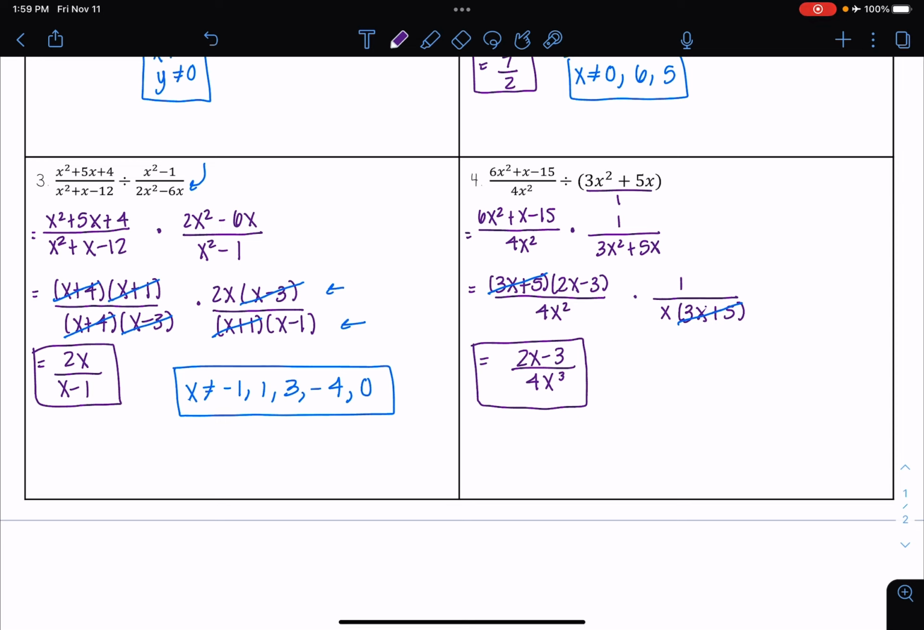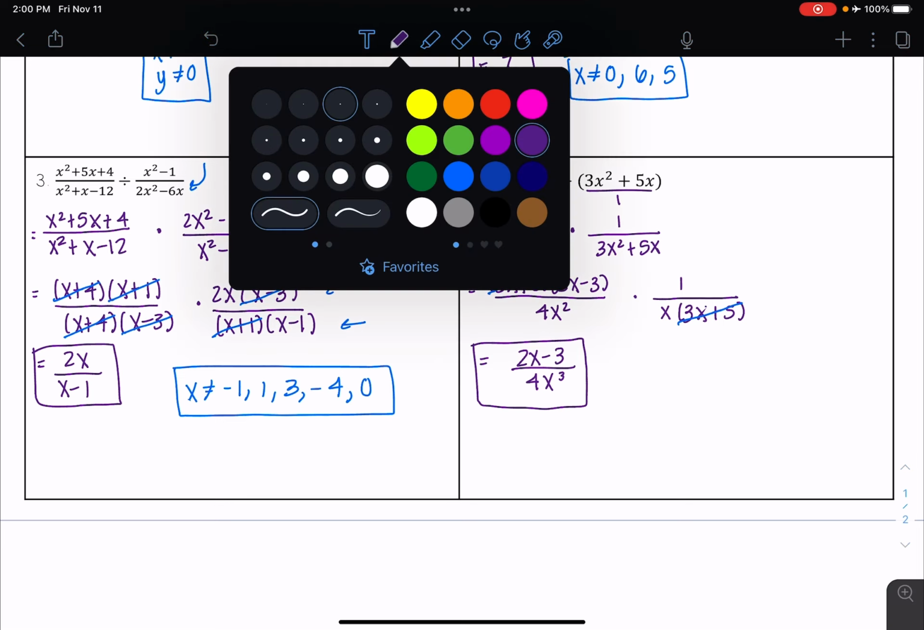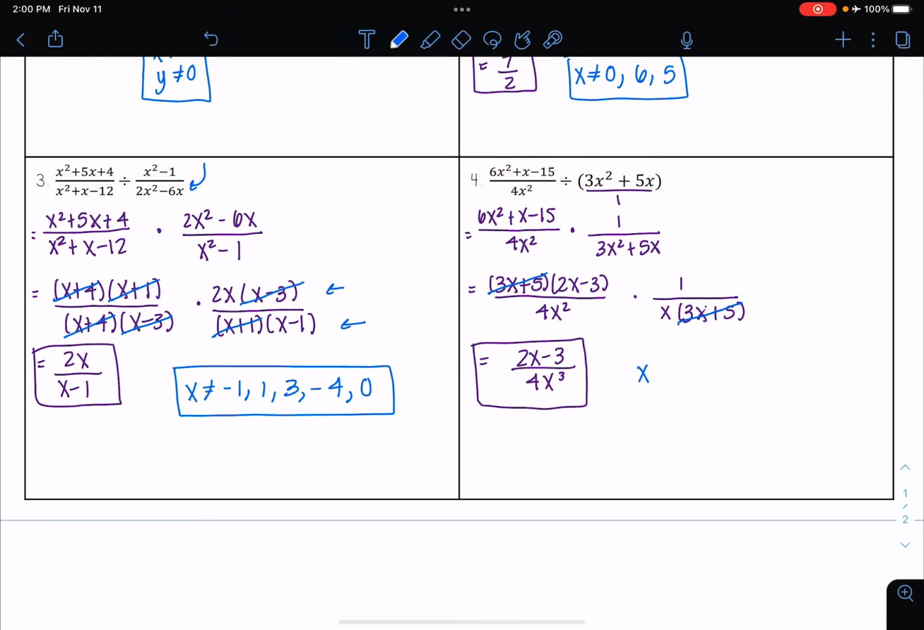And now looking to see what our restrictions are, I see with this 4x squared that x cannot equal 0. And then I have this 3x plus 5 that it also can't equal 0. And so if I were to solve that, just go off to the side here, I'd subtract 5 and then divide by 3. So that's going to be x is equal to -5/3. So that means that x cannot equal -5/3.